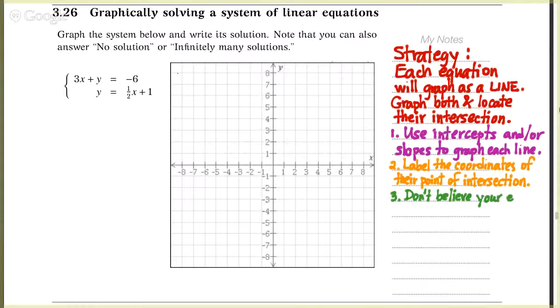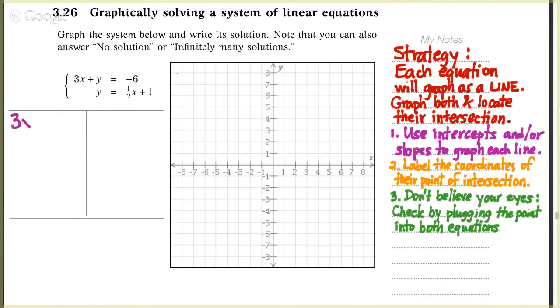The problem with graphs is that while a picture is worth 1,000 words, you can't always believe your eyes necessarily. It's a situation where Ronald Reagan used to famously say, trust, but verify. You can trust that there's a solution to this system of equations, but unless you're able to verify that it works, we can't be absolutely certain how exact that solution is. So we'll check our solution by plugging the point of intersection into both equations just to verify that it works.